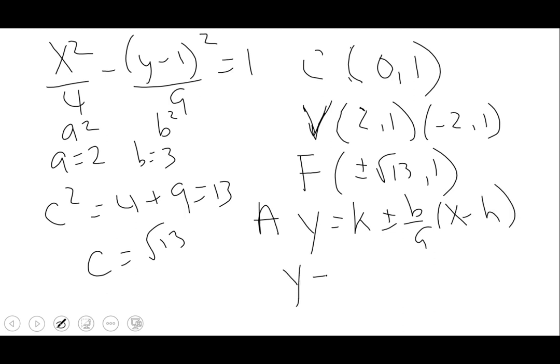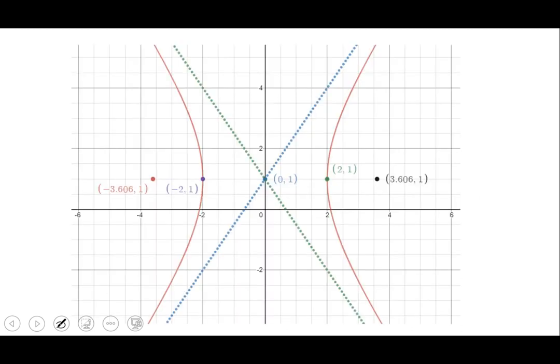So in this case, it's going to be 1 plus or minus 3 over 2. And then x minus h, there's no h, so it's just going to be 3 over 2x. That is all the information that I need. And again, to draw my hyperbola, I've already done that for us.